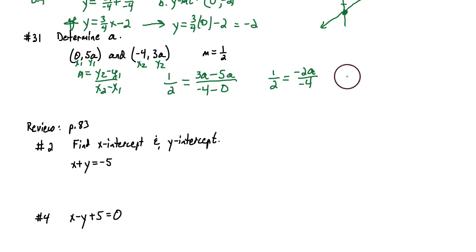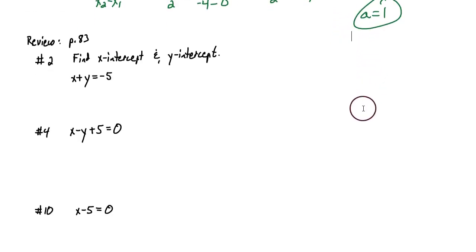Let's simplify this up even a little more. Negative divided by negative is positive, and 2 over 4 reduces to 1/2. So we have 1/2 equals 1/2 times a. What's going to be the answer for a? A has to equal 1, because 1/2 times 1 equals 1/2.